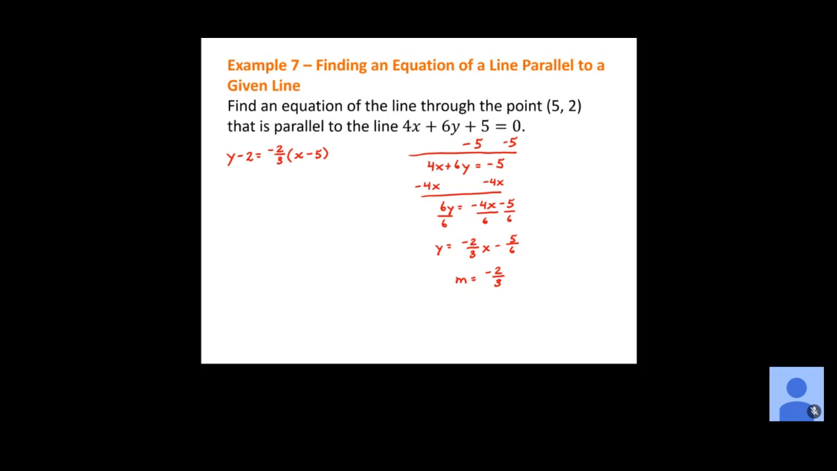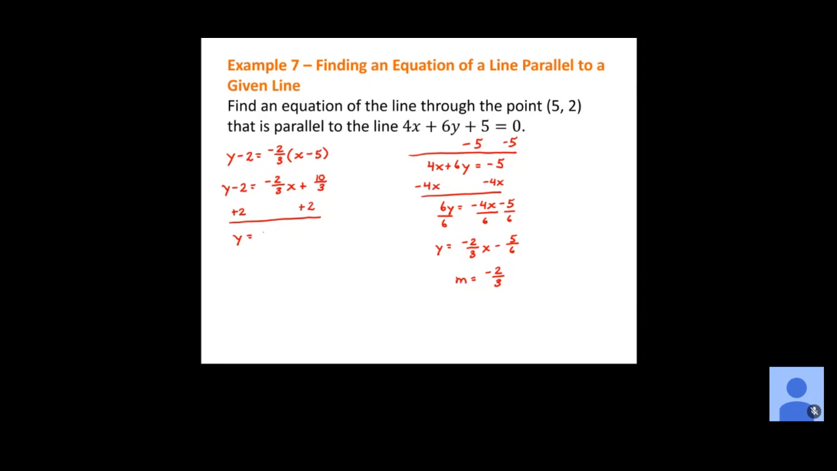Now, technically, it just says find an equation. That's an equation, so we could stop there. If you want to get it into slope-intercept form, if you're trying to graph it in your calculator or anything like that, then we would need to distribute first. So we'd have y minus 2 equals negative 2/3 x. Negative 2/3 times negative 5, that's going to become positive 10/3. And then our last step, we just need to add the 2 to both sides.